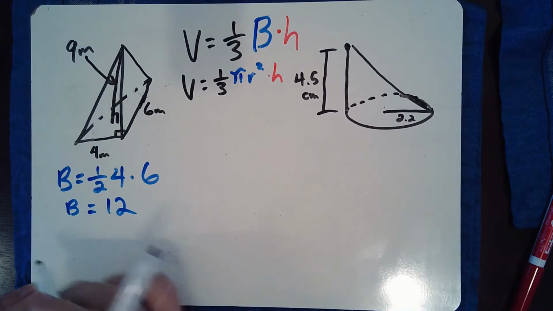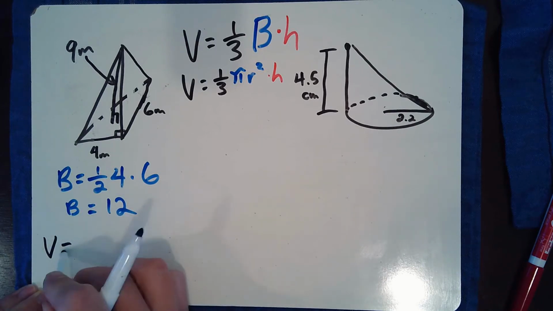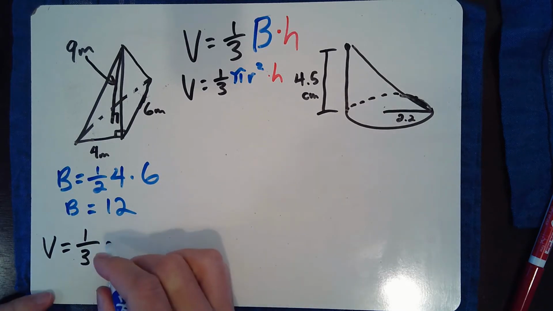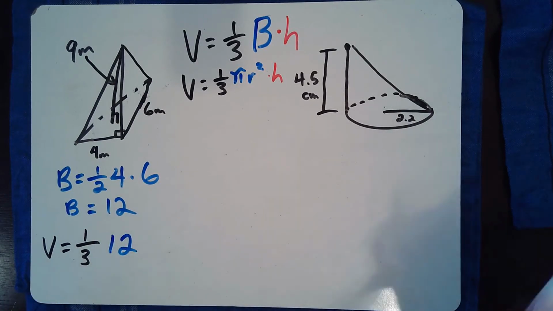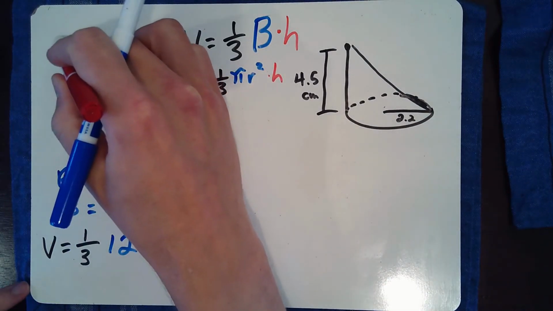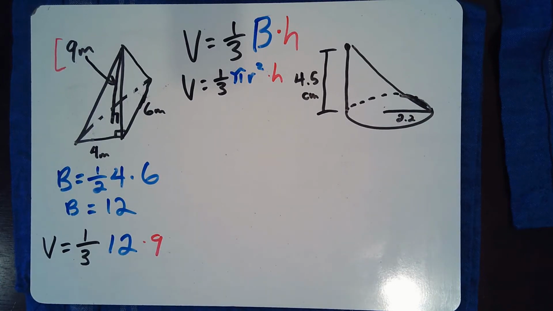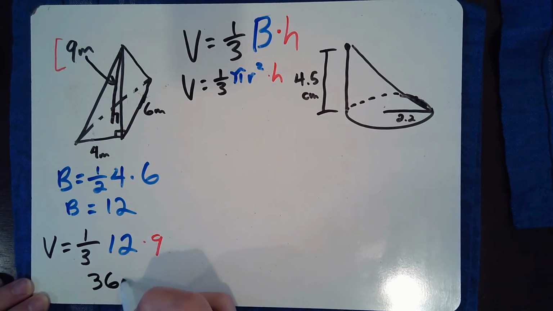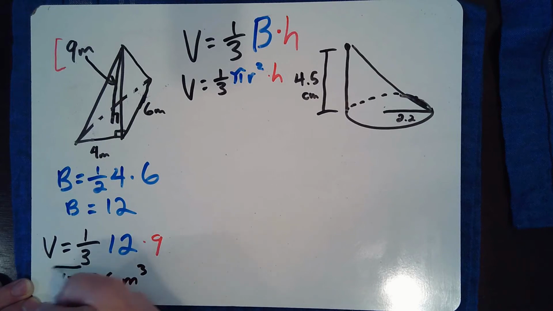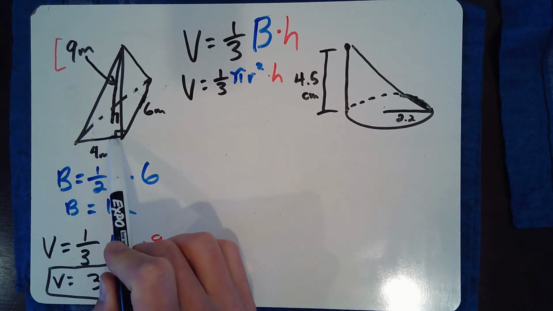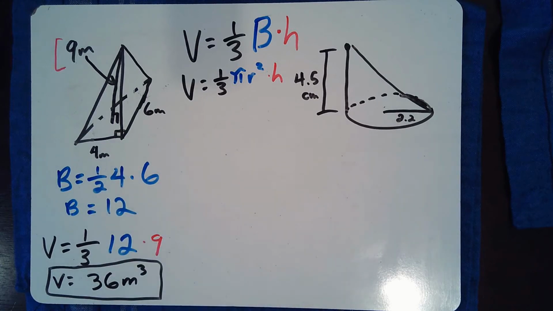Okay. Now to find volume, I'm going to use that base area, and do not forget the 1/3. It's a pyramid, not a prism. So 1/3 times 12 times the height, and the height is this 9 right here. It's perpendicular to the bottom, so it's 9. And when I plug that into my calculator, I get 36 meters cubed. That's the volume of my triangular pyramid. And I can do this area formula, by the way, because it's a right triangular pyramid.